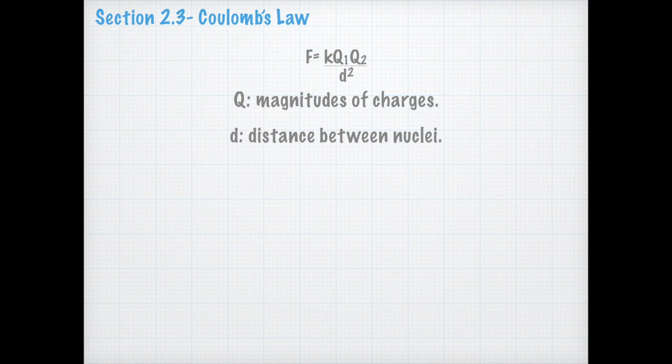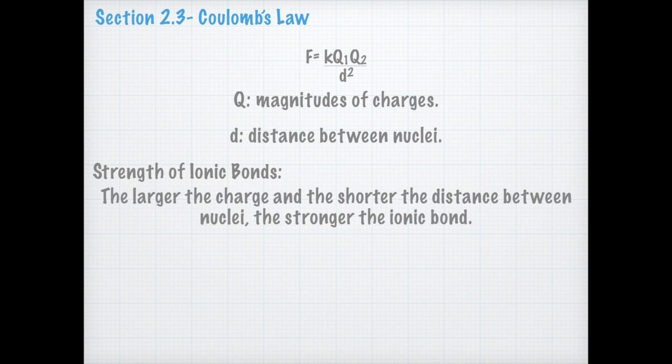And so just by using this equation, what we can determine is that the larger the magnitude of the charge, the larger the force. The smaller the distance between the nuclei, the larger the force. And so that helps us in determining strengths of ionic bonds and being able to predict which ionic bonds will be strongest. And so here are the rules just reviewed for you based on Coulomb's law. The larger the charge and the shorter the distance between the nuclei of two atoms, the stronger the ionic bond is going to be.